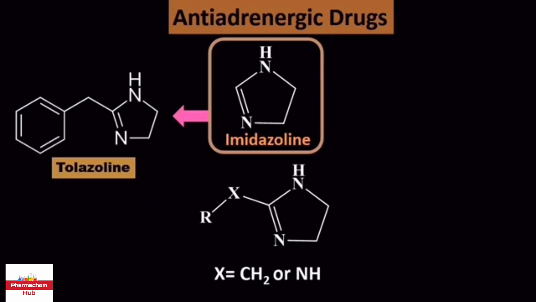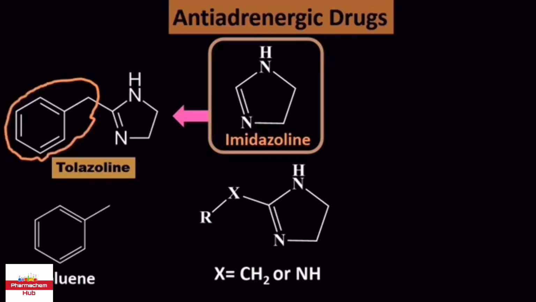Now, let's see how to remember the structure of tolazoline. In the general structure, if you replace X with CH2 and R with phenyl ring, then it becomes tolazoline. But the important hint is in the name of the drug itself. Do you know the structure of toluene? This is the structure of toluene, a benzene ring with one CH3 group. In the structure of tolazoline, this part is from toluene, therefore the name starts with tol, T-O-L, and azoline is for the imidazoline. So, wherever it is possible, try to get the information from the name of the drug itself. It helps you to remember the drug structure easily.